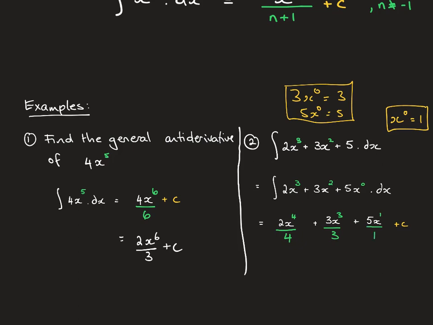Now I'm going to go through. You can see I've already got my plus c there. We're going to go through and simplify that. So cancelling in the first term by 2 gives us x to the 4 over 2. In the second term, cancelling by 3 gives us x cubed. And in the third one, 5 divided by 1 is just 5. And x to the power of 1 we normally just write as x. And of course, we've got our plus c on the end.